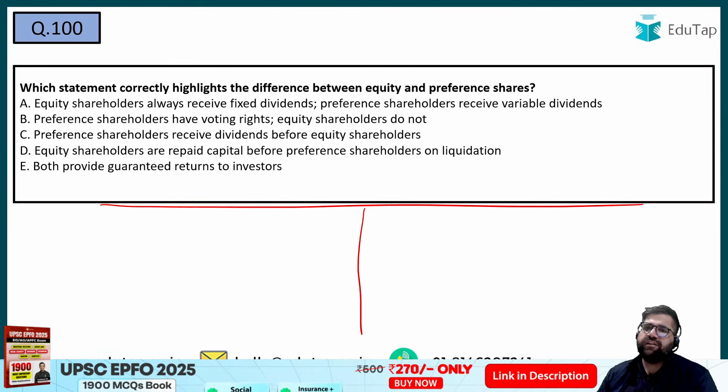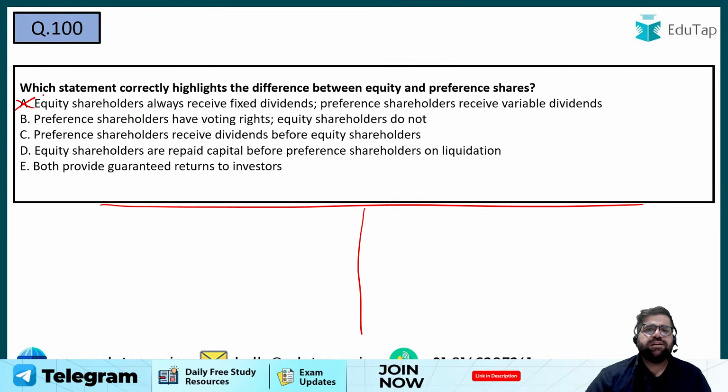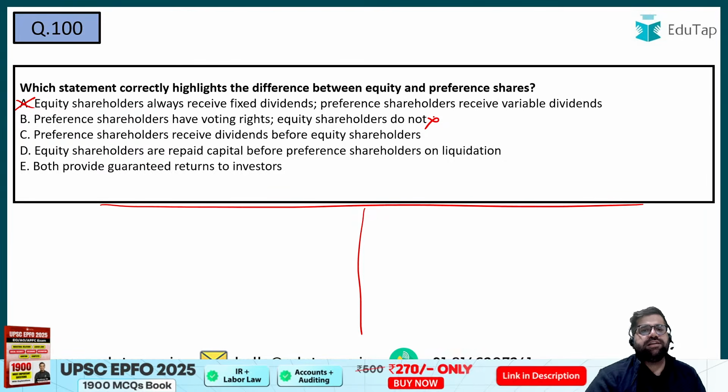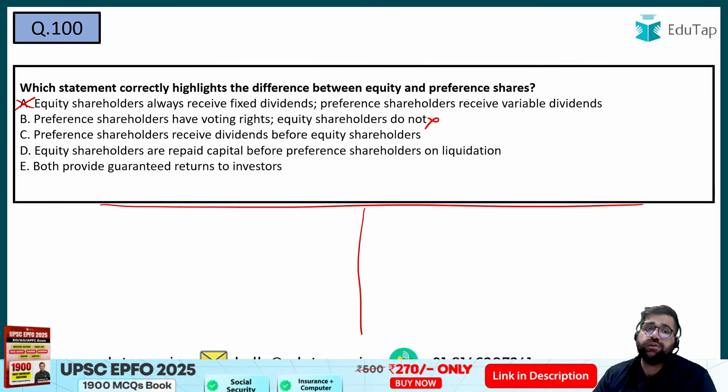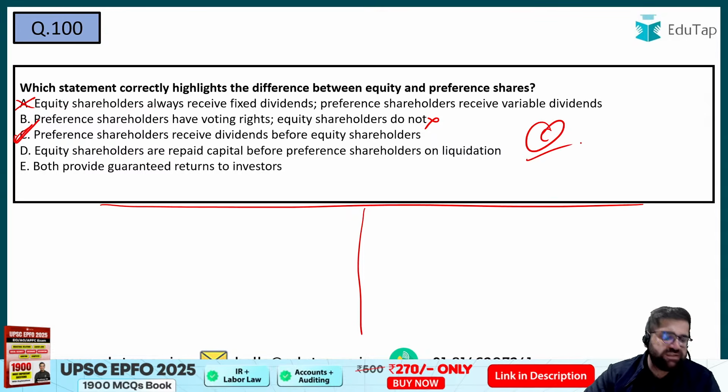Equity shareholders always receive fixed dividends. No, equity shareholders receive variable dividends. So A is incorrect. Preference shareholders have voting rights, equity shareholders do not have it. No, preference shareholders do not have voting rights. So B is also incorrect. Preference shareholders receive dividends before equity shareholders. Yes, yes, yes. So my answer will become option number C.